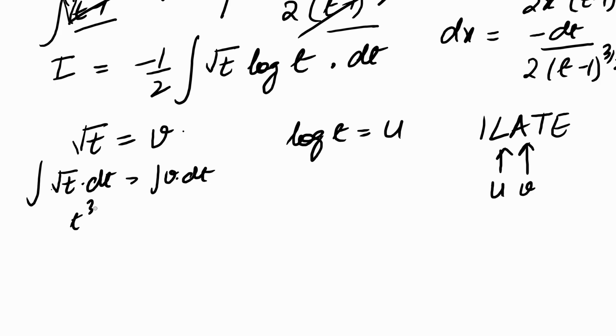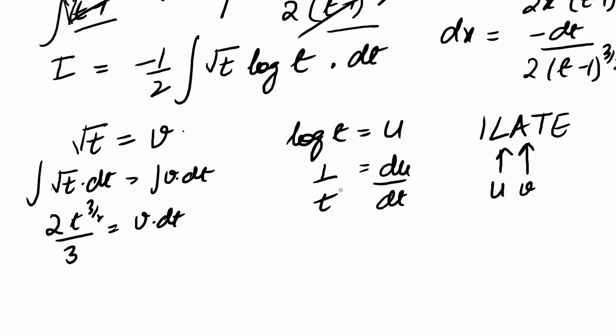t to the power 3/2, 3 upon 2. Okay, this will be v dt, and this will be what? du by dt will be 1 by t. So I will be what? Minus half u v dv.